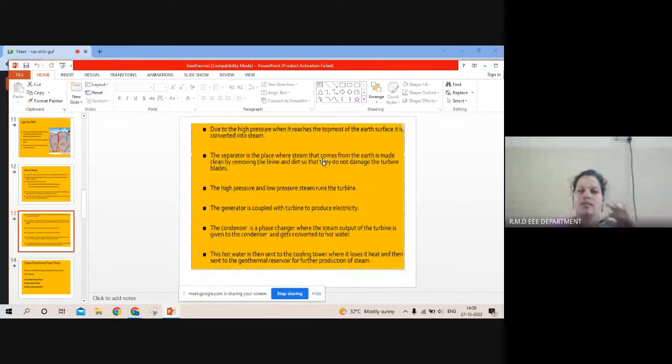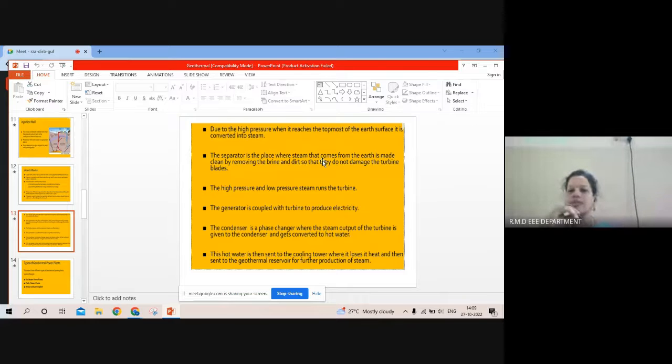And also, due to the high pressure, when it reaches the topmost part of the earth's surface, it is converted into steam. The separator is the place where the steam that comes from the earth is cleaned by removing the brine and the dirt so that they do not damage the turbine blades. The high pressure and low pressure steam runs the turbine. The generator, which is coupled with the turbine, acts together with it to produce electricity.